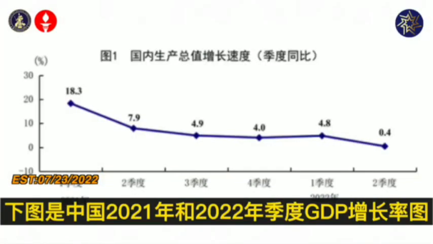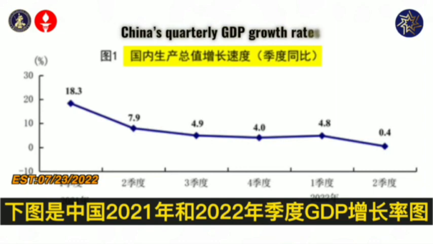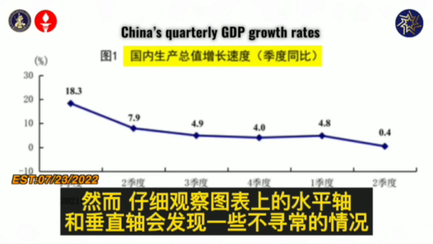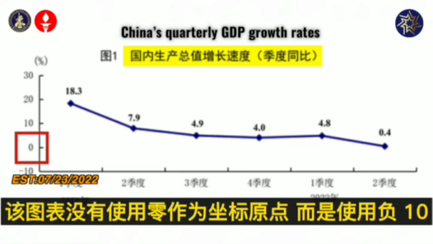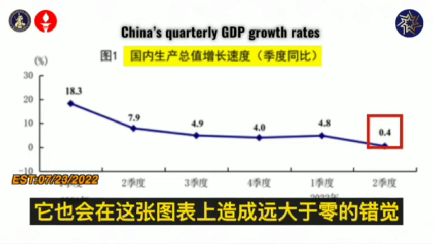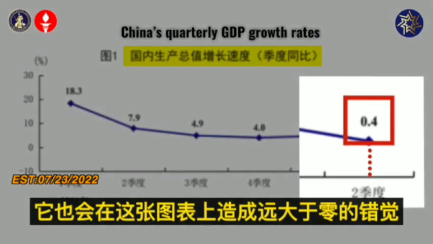Below is a graph of China's quarterly GDP growth rates in 2021 and 2022. At first glance, the graph shows an overall downward trend in the economy, but the curve is relatively stable. However, a closer look at the horizontal and vertical axes on the graph reveals something unusual. This graph does not use 0 as the origin of coordinates, but uses -10. So even if the growth in this year's second quarter is only 0.4%, it creates an illusion of much more than 0 on this chart.